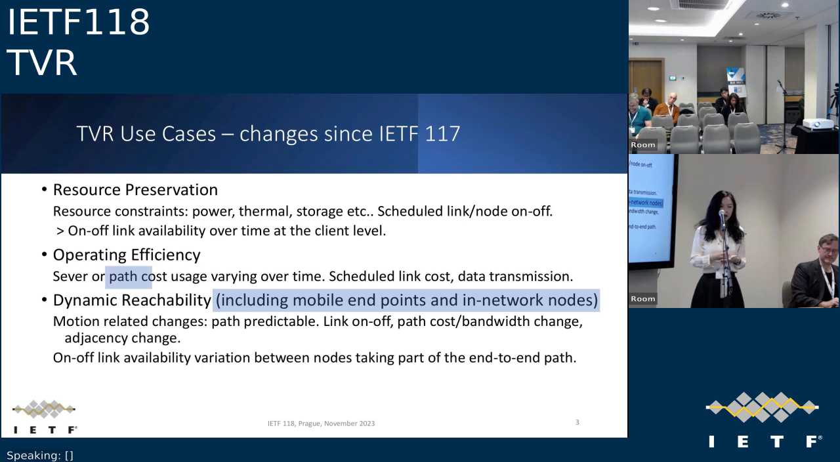Just a quick summary: resource preservation is for networks where nodes may have power constraints, for example if it runs on a battery or based on thermal conditions, so it may have a schedule to power a link or node off, and that will cause the network topology to change. For operational efficiency, it might be related to cost, but it should be schedule based. We can use a schedule to abstract the network change. And dynamic reachability, I think, is the very original use case that this working group is targeting. For TVR, we have to be able to describe the change based on a schedule.